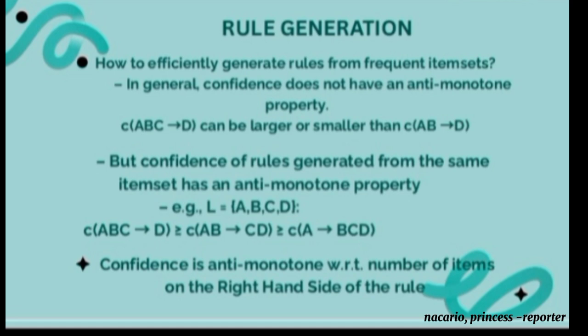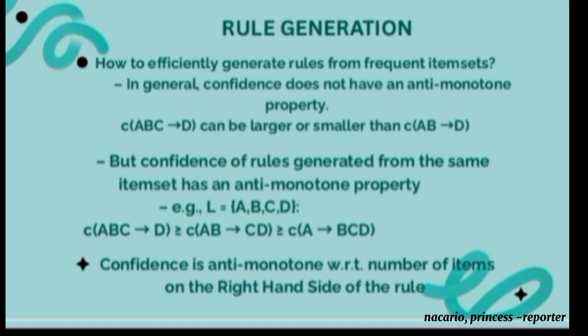K.1 Confidence and anti-monotone property. Confidence measures how often a rule has been found to be true. Anti-monotone property: if a rule fails a confidence threshold, all its more specific rules with larger RHS will also fail. But confidence does not always have the anti-monotone property. In general, the confidence of ABC implies D can be greater or smaller than that of AB implies D. More items on the LHS does not guarantee higher or lower confidence.